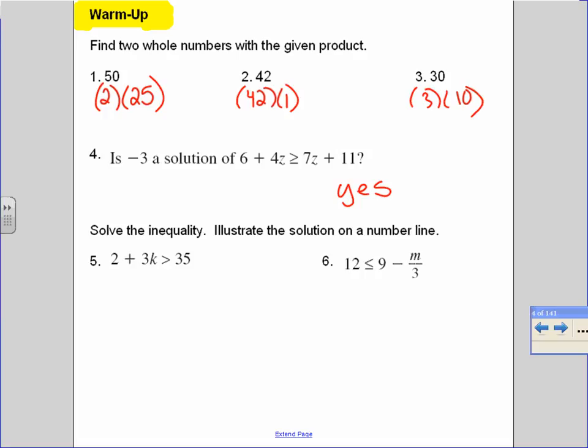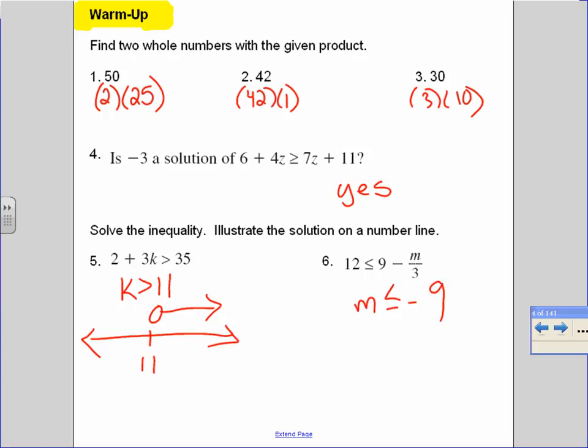Annalise, number 5. Good, and what's the number line? Good. Okay, number 6, number line, Justin, or answer and then number line. Negative 9. Okay, number line. Good job. Awesome. Okay, questions, Annalise?